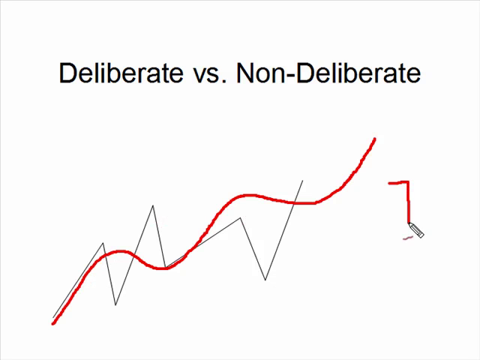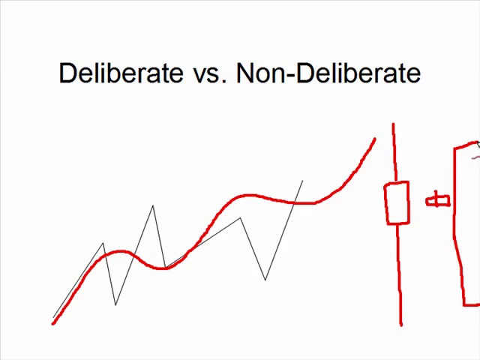And again, a lot of that comes because we get candles that are non-deliberate in their movements or just extremely volatile in their movements.